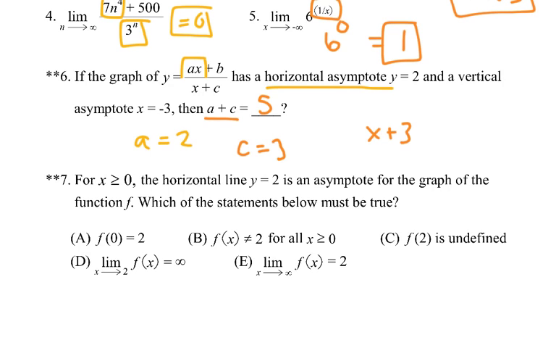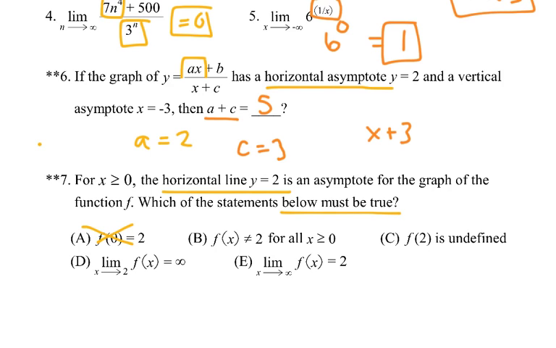And then last, moving on to number 7: for x greater than or equal to 0, the horizontal line y equals 2 is an asymptote for the graph of the function f. Which of the following statements must be true? We've got a horizontal asymptote at y equals 2, and we're looking for a statement that must be true. A, f of 0 equals 2. Well, that doesn't necessarily have to be true. We could have a function where that is true, but we could also have a function where that's not true.